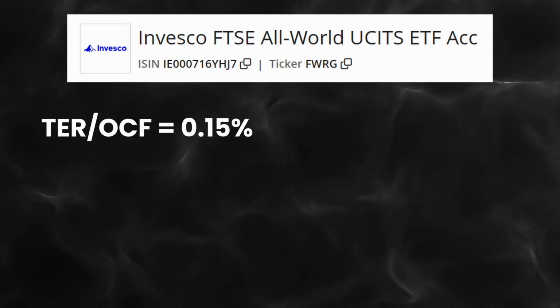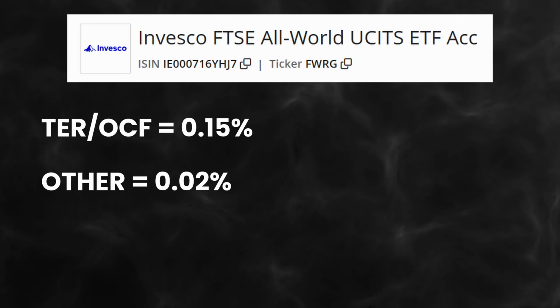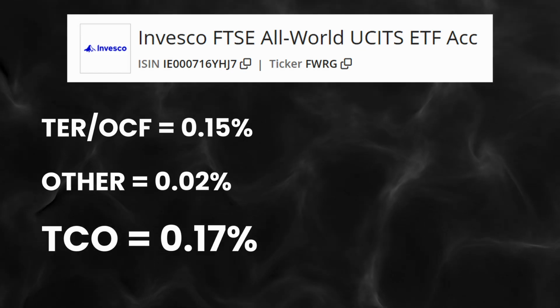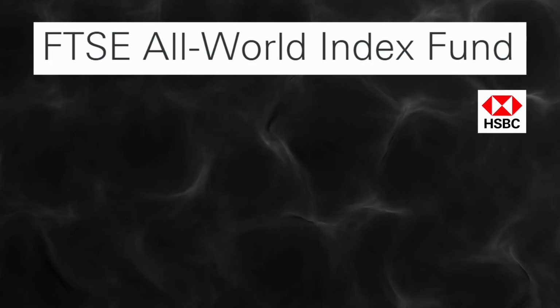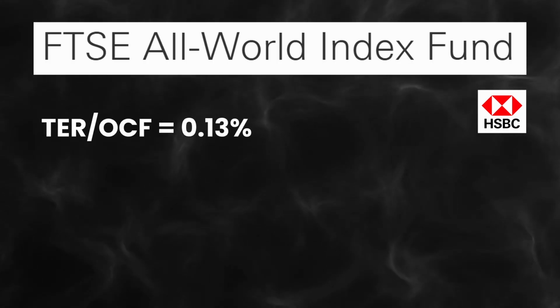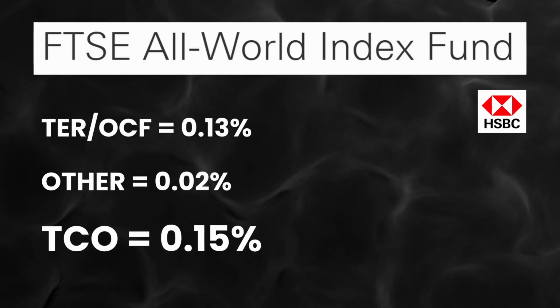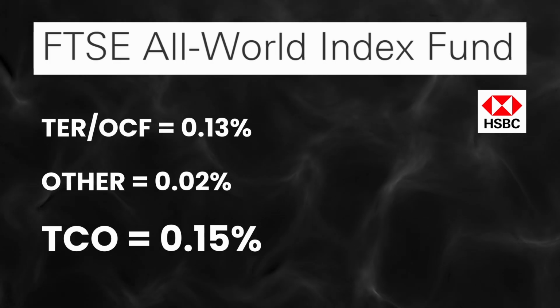The lowest cost FTSE All World ETF is Invesco FTSE All World ETF Accumulation, ticker FWRG, which has a total cost of ownership of 0.17%. This translates to a published TER or OCF of 0.15% and additional transaction fees of 0.02%. However, the lowest cost fund that tracks the FTSE All World Index is a mutual fund and not an ETF, and is the HSBC FTSE All World Index Fund, with a total cost of ownership of 0.15%. That translates to TER of 0.13% and transaction costs of 0.02%.